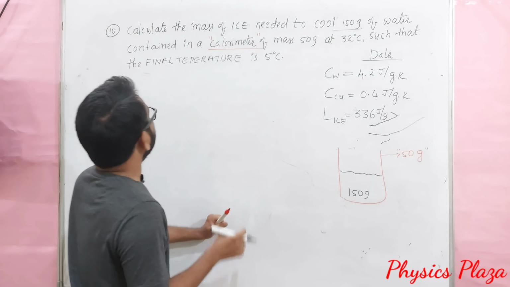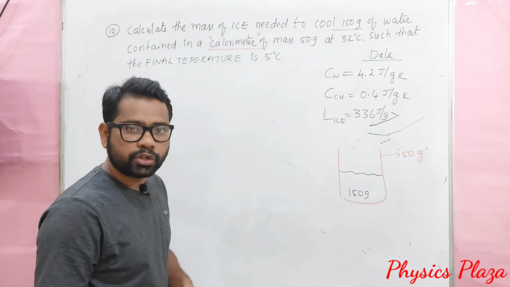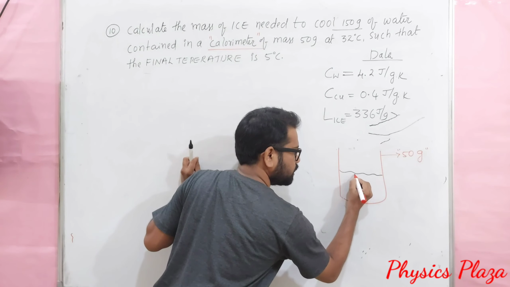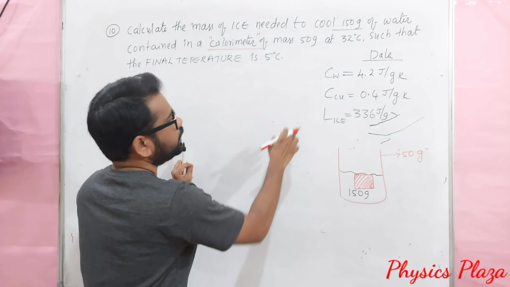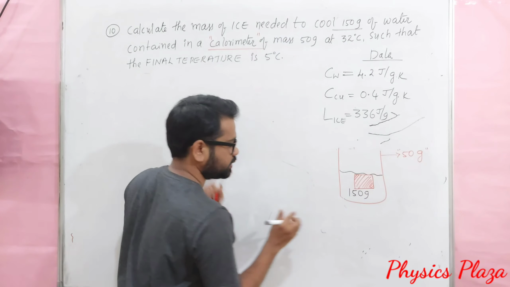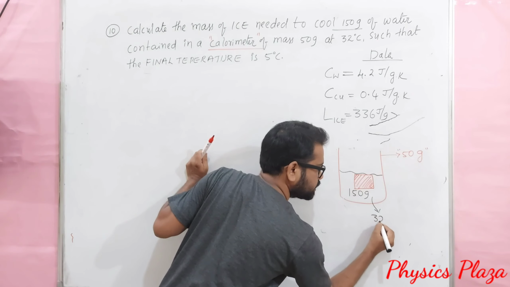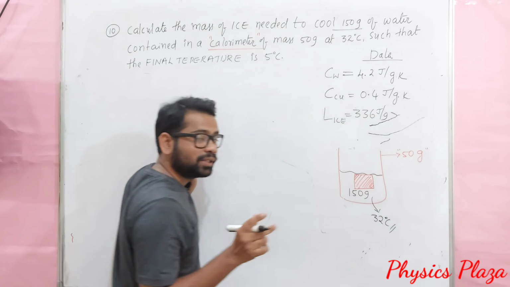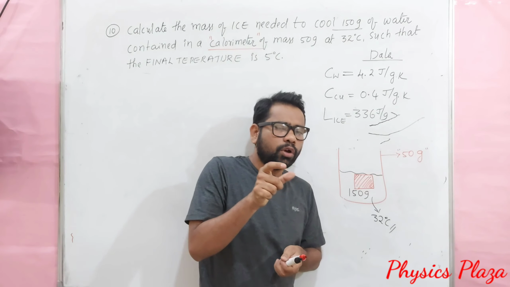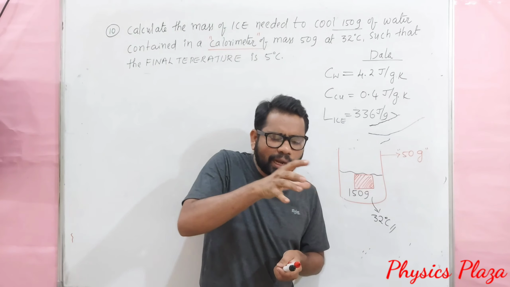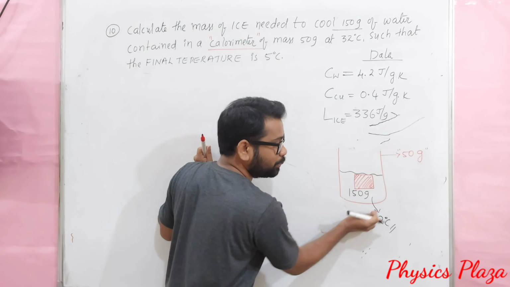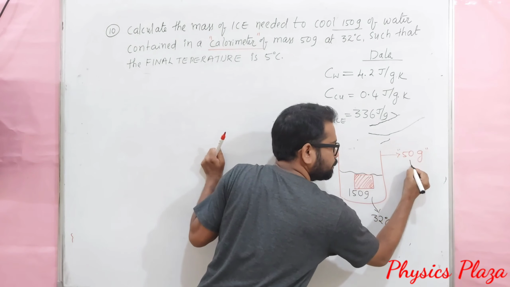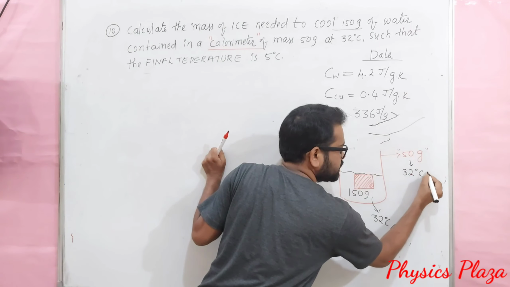In this, we are going to add some ice. Let us say some ice cube is added. Before that, it is also given that the water temperature is 32 degrees Celsius. Children, then what is the temperature of copper? As copper has low specific heat capacity, it can attain the temperature of its contents very easily. Which means the temperature of water and calorimeter is the same, so the temperature of the calorimeter is also 32 degrees Celsius.